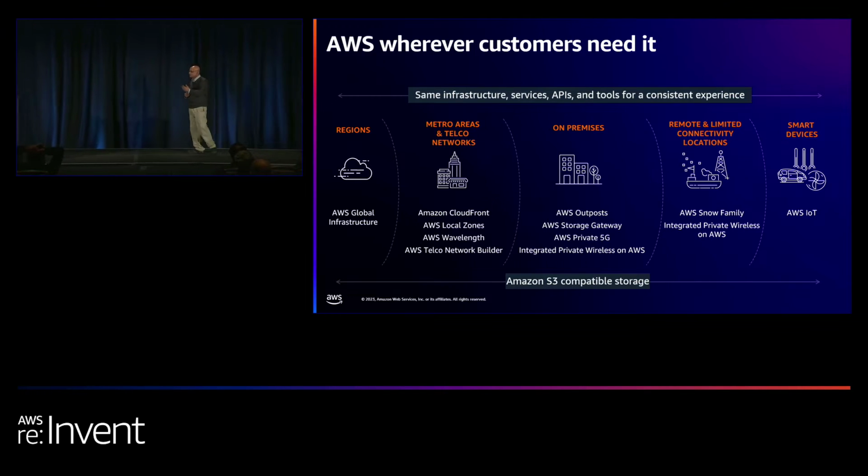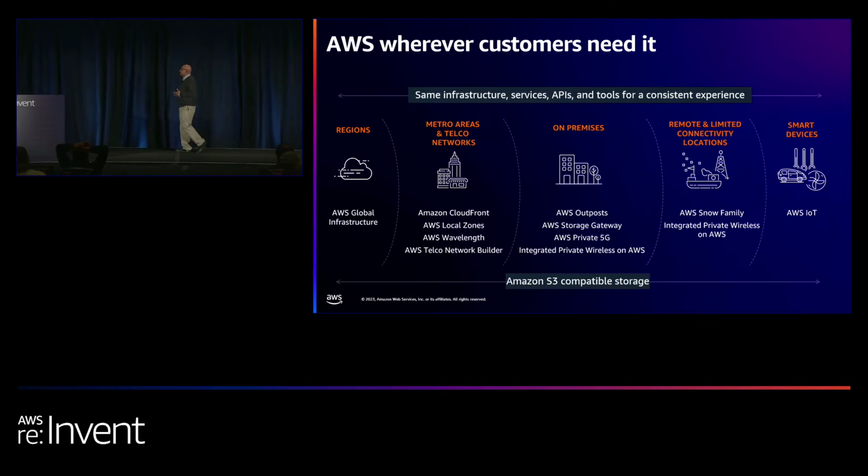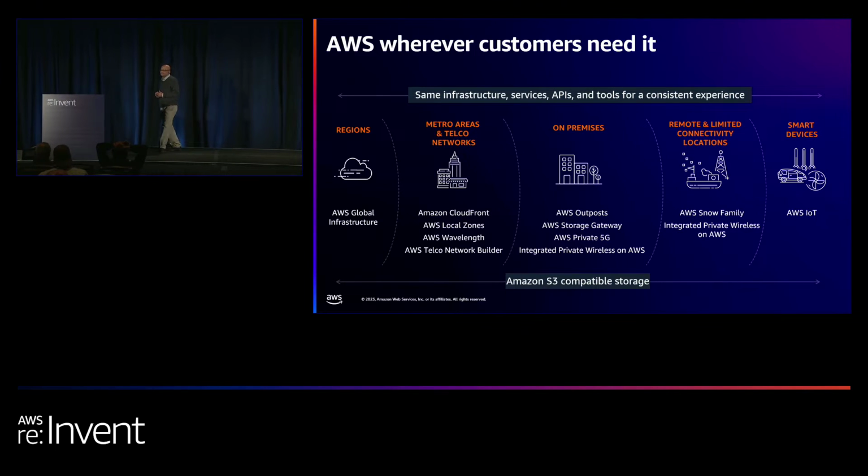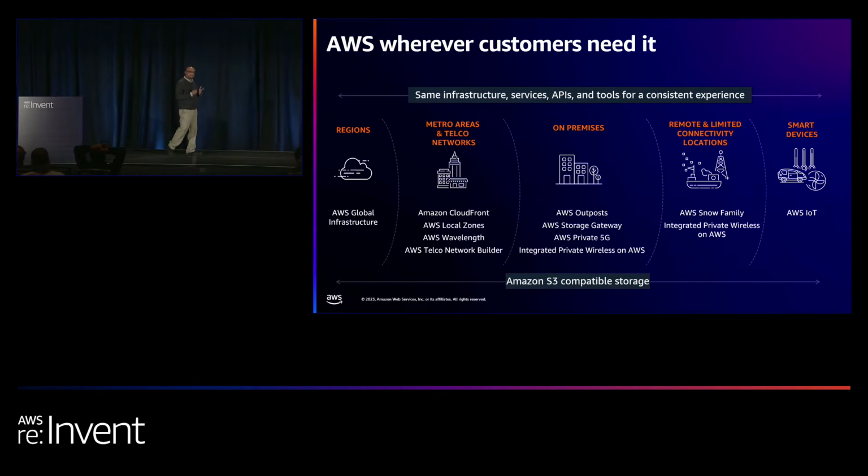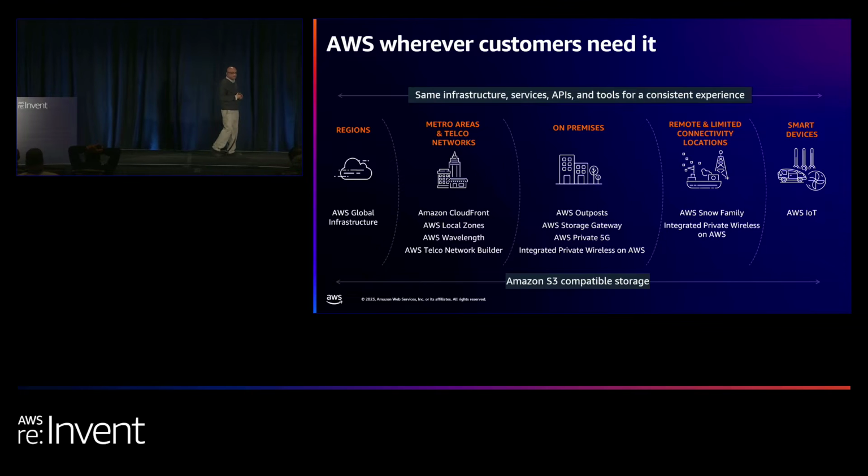Then further out from on-premises is what we call the remote, rugged, mobile, disconnected edge. That's where the Snow family of services comes in. The Snow family of services can completely operate disconnected from the region. The control plane and data plane are disconnected from the region. Along with Snow, we have a set of integrated private wireless on AWS services that offers a customer a telco private 5G solution, if you will. It could be built on Snow with our third-party vendors, and that also operates at the remote, rugged, mobile edge.